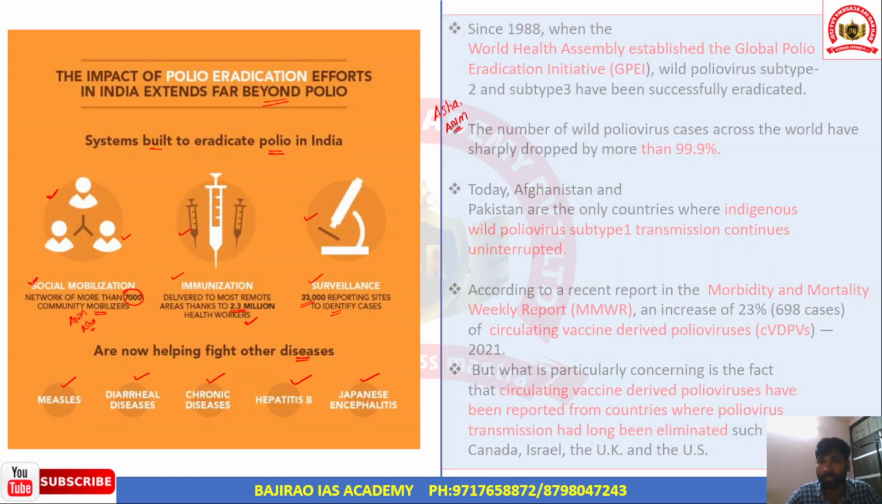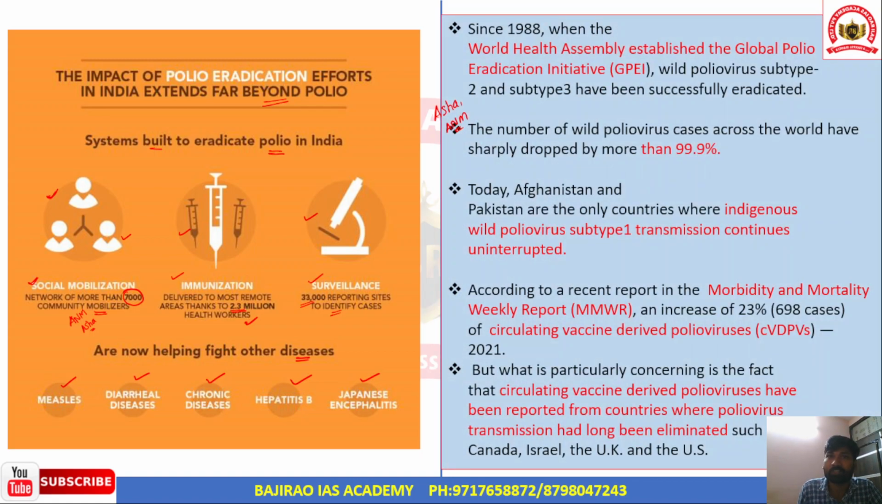Now coming to this article, what has this article been discussing? Since 1988, the World Health Assembly established the Global Polio Eradication Initiative. Just remember this, it was established in the year 1988. Now, throughout the world, wild polio subtypes 2 and 3 have been successfully eradicated.